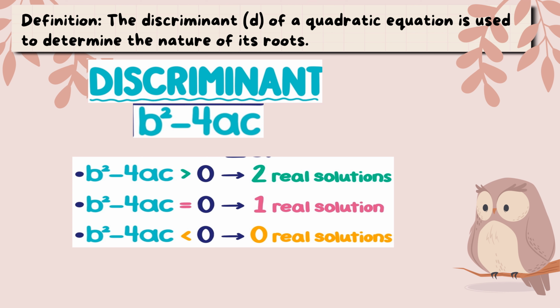So when can we say there are two real solutions? When we say real solution, that means there are two roots, and real means it's not an imaginary number. So when b squared minus 4ac, or our discriminant, is greater than 0, that means positive, then we will be expecting two real solutions. And if our b squared minus 4ac, or our discriminant, is equal to 0, there will be one real solution.